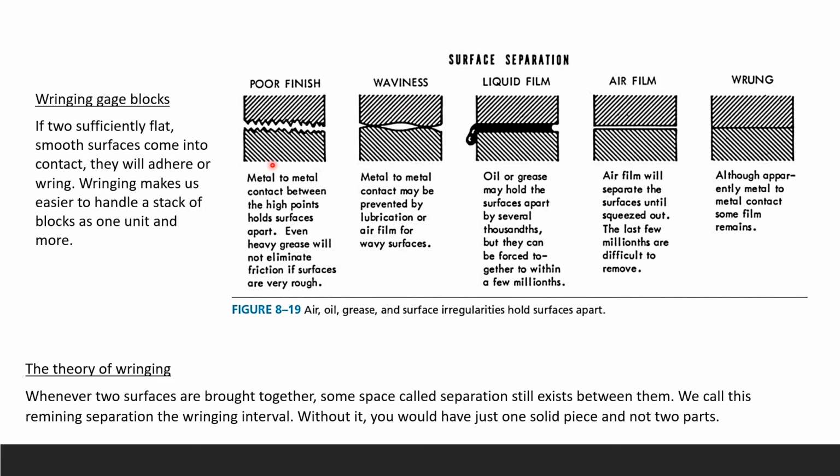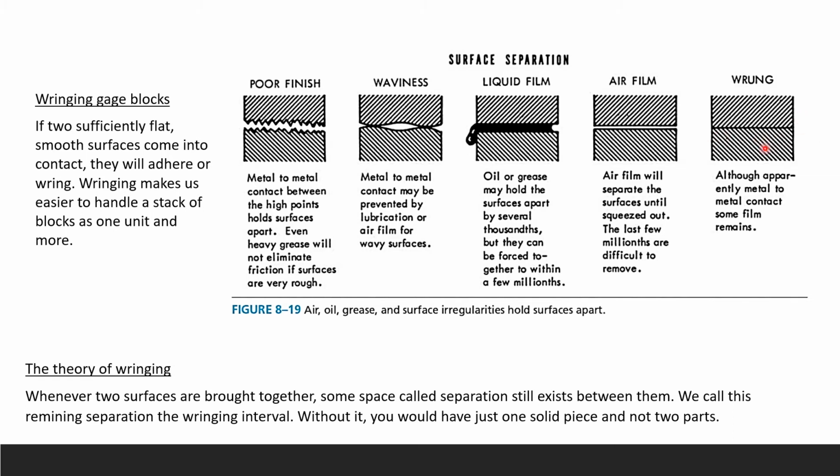So here you can see poor finish. Here you can see a little waviness. This is your liquid film. Here is your air film in between the two surfaces. And this is your run. Okay, so you can see the air, the liquid, the waviness, the poreness between the two surfaces is at minimum.